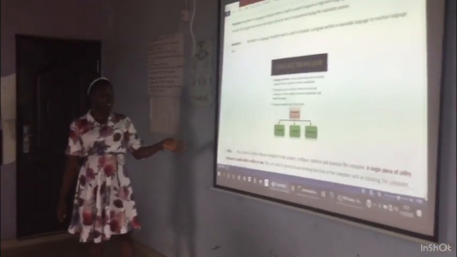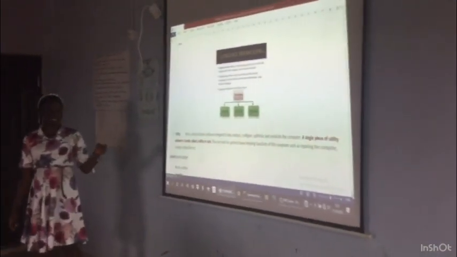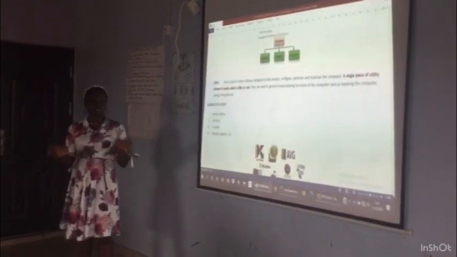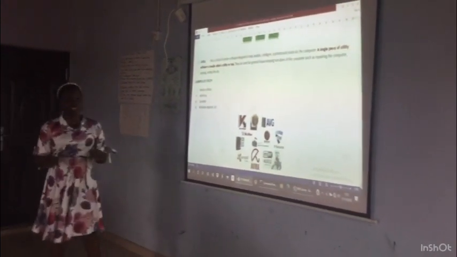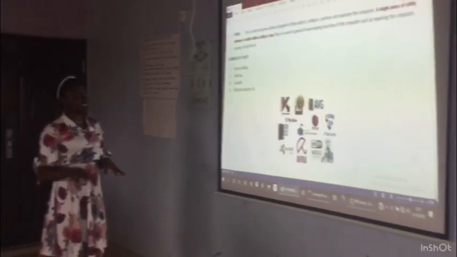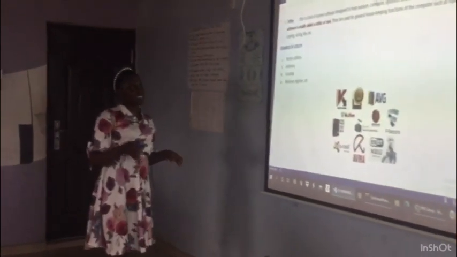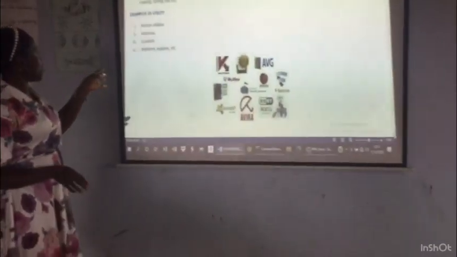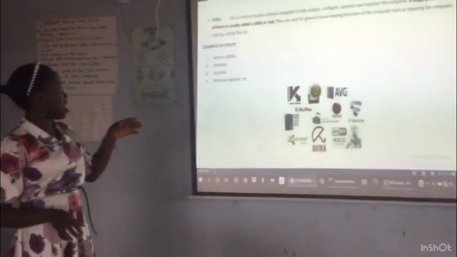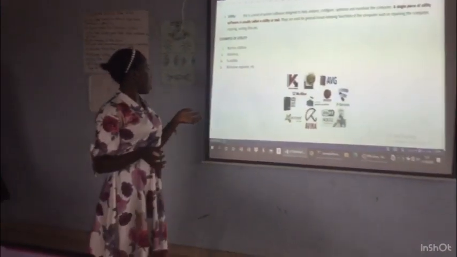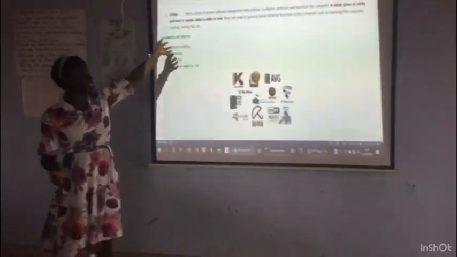And lastly, we have the utility. What is a utility? It's a kind of system software that is designed to help analyze, configure, optimize, and maintain the computer. A single piece of utility software is usually called a utility or a tool. They are used for general housekeeping functions of the computer, such as repairing the computer, copying, sorting files, etc.